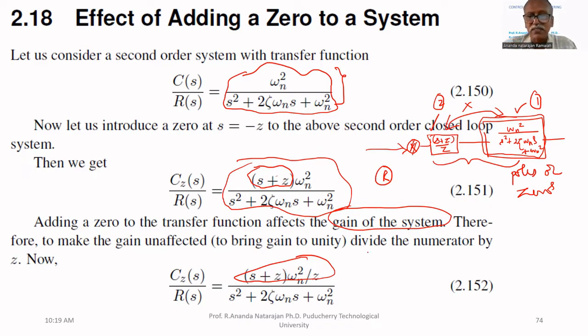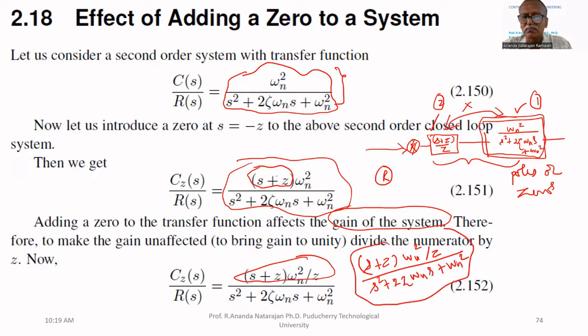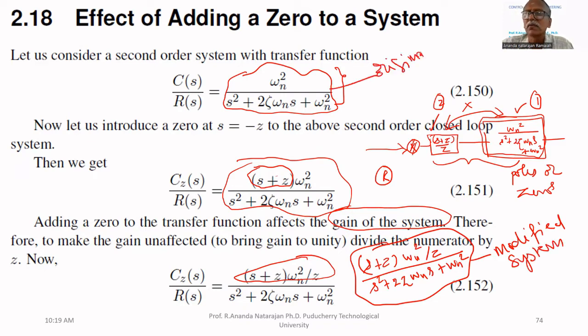Then what happens to the system? Now the modified system is S plus Z times omega n square upon Z times S square plus 2 zeta omega n S plus omega n square. This is the modified system. This is the original system. In the modified system, we added a zero. Where? The zero is added at minus Z.